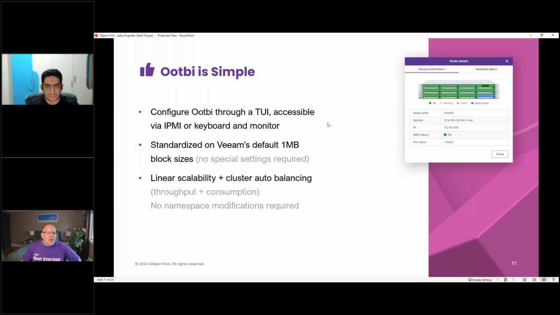Okay, so configuring OOTBI is simple. You can configure OOTBI through a TUI or accessible via IPMI or keyboard and monitor. It's going to use the standardized Veeam default 1 megabyte block size. It's very important. That's why you can just plug it in and run it, because that's what Veeam wants you to use.